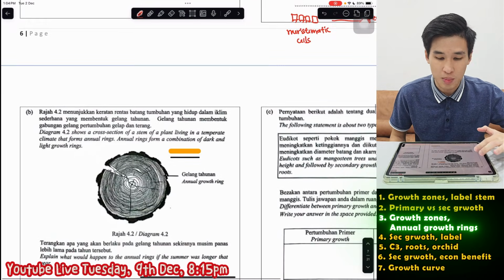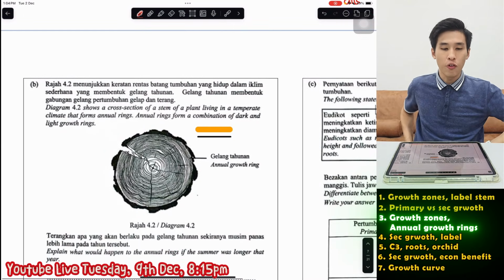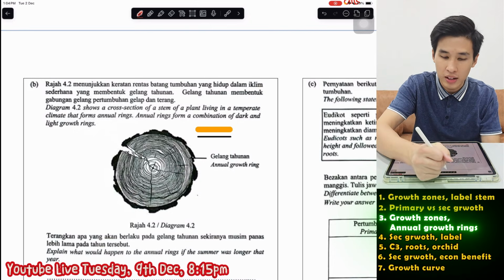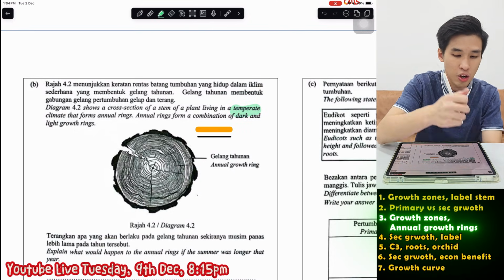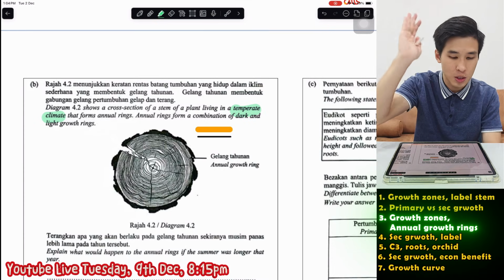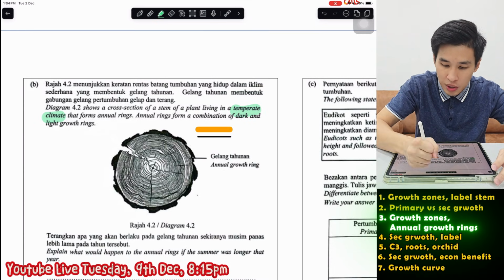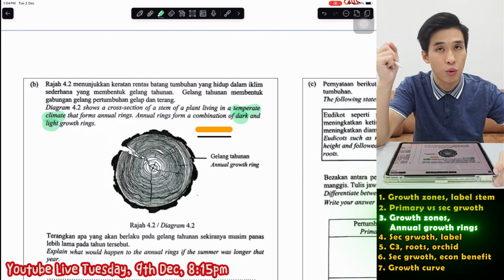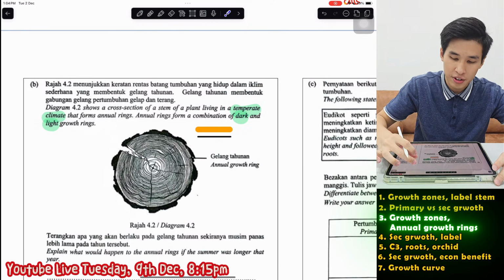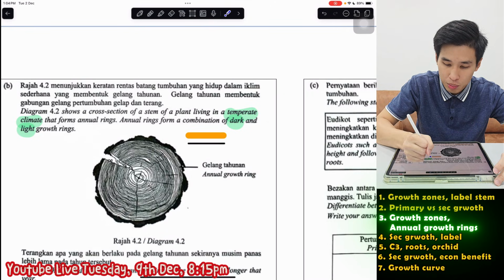Okay, then the next question they ask is about the annual growth rates. So 4.2 shows the cross-section of a stem of a plant living in a temperate climate. Temperate means there are four seasons: spring, summer, autumn, and winter. And the rings form a combination of dark and light growth rings. Now, if you forget already, every year there will be two colors of rings.